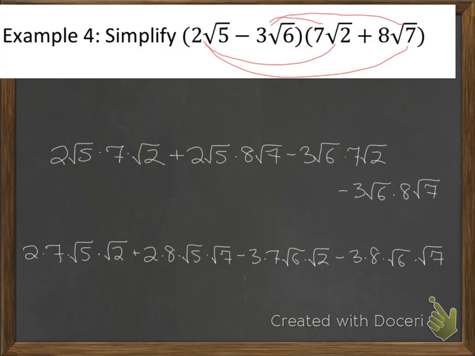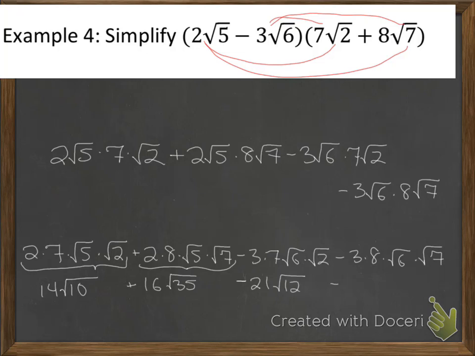2 times 7 is 14, and I can put 5 and 2 under the same radical. 5 times 2 is 10. So this whole term gives me 14 times the square root of 10. Likewise, this gives me 16 times the square root of 5 times 7, which is 35. So this whole term gives me 16 square root of 35. This gives me minus 21 times the square root of 12. This gives me 24 times the square root of 42.